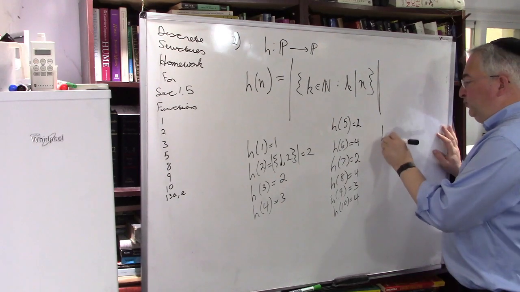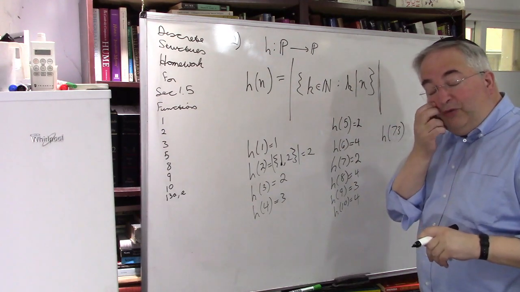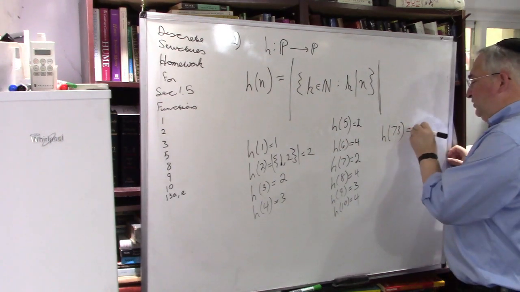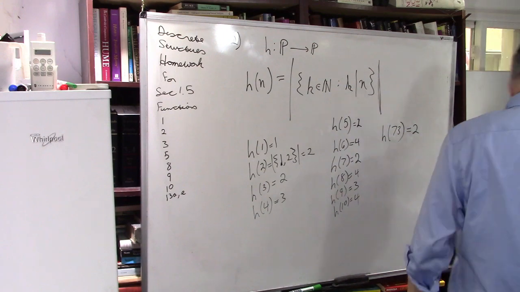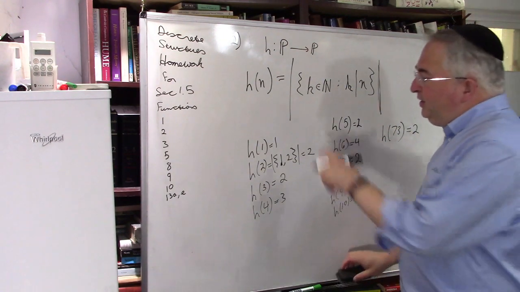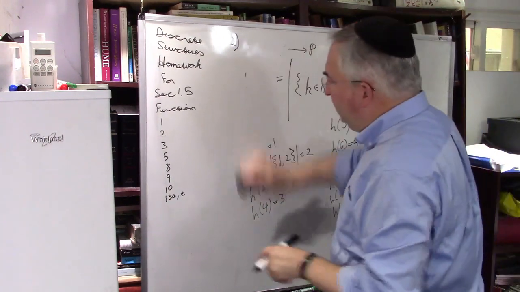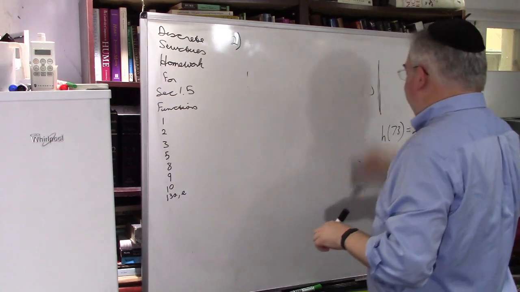Okay, and then it says, what about H of 73? Well, I'm not going to go through, but I know that 73 is a prime number, so that's 2. Okay, so that takes care of that. Number 3, now we go to languages. This was a nice problem. It's a nice definition. Let's go to problem number 3.